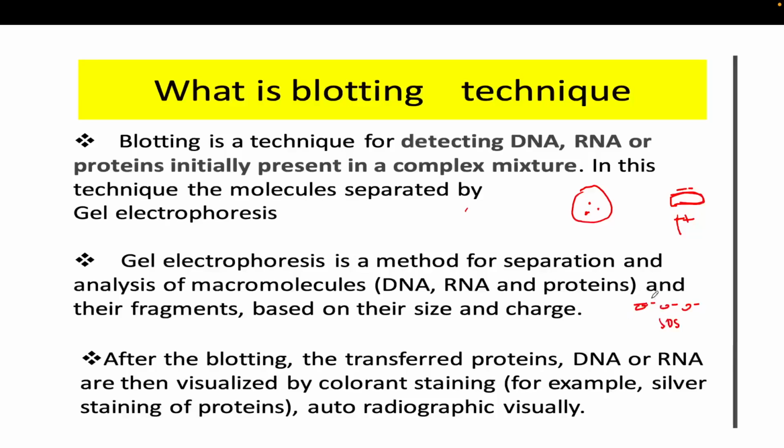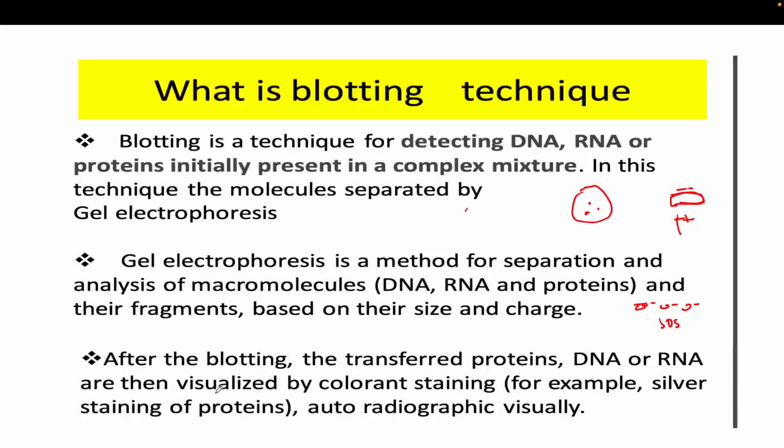Whatever protein has higher molecular weight will migrate slowly, and whatever has low molecular weight will migrate fast. Here no charge bias plays a role. That is how you separate different types of macromolecules using gel electrophoresis.